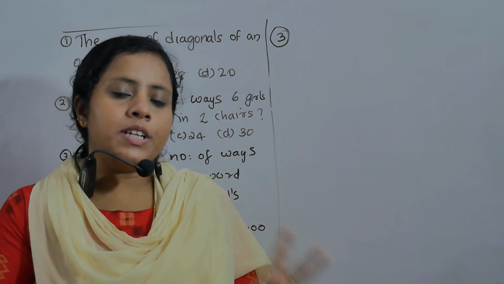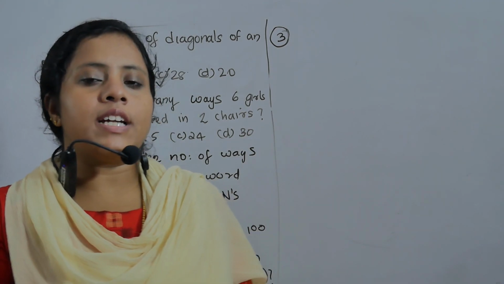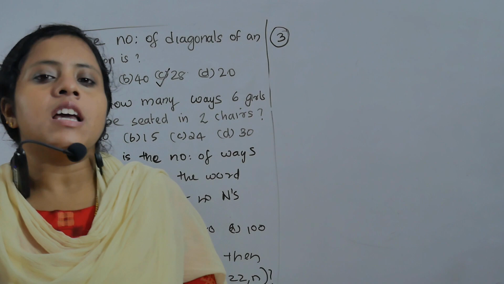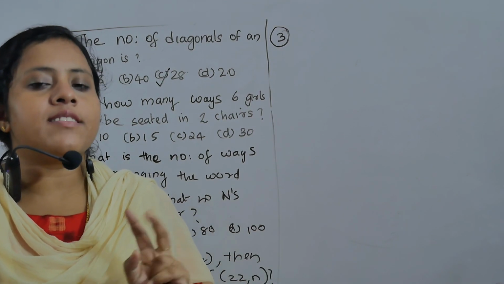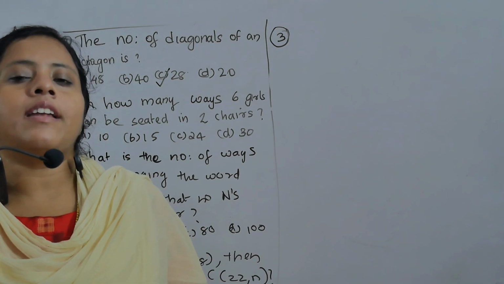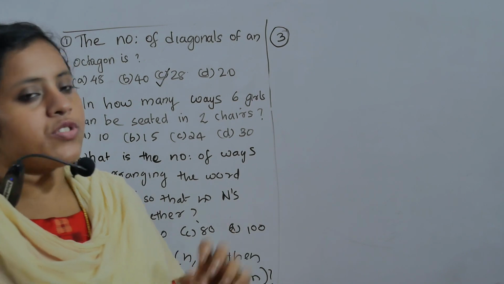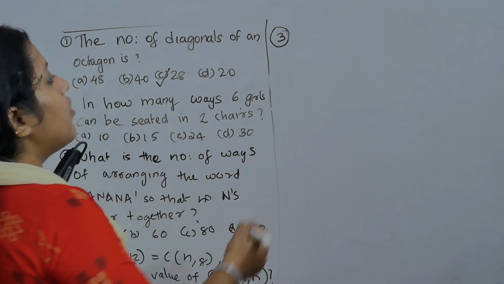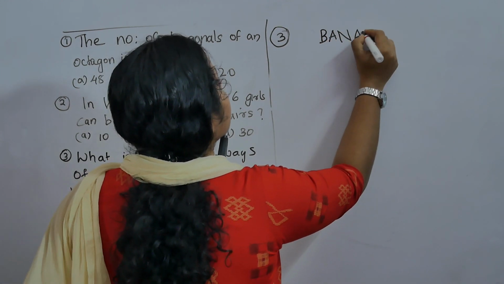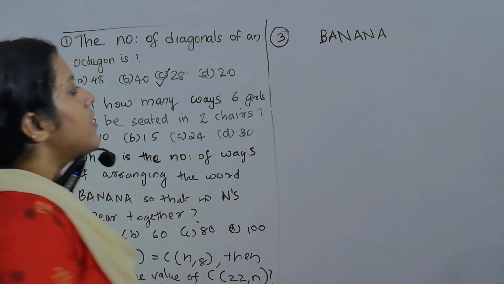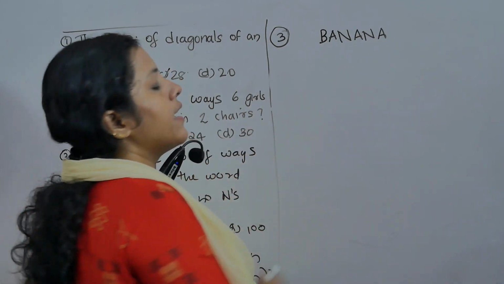So what are the 2 things we are checking? In how many ways this word can be arranged, that is the first thing. Second thing is in how many words we have N's coming together. Then if we subtract, we'll get in how many words N's are not coming together. Isn't it? So just try. Our word is banana. In how many ways we can arrange this word? How many letters are there? 1, 2, 3, 4, 5, 6 letters are there.